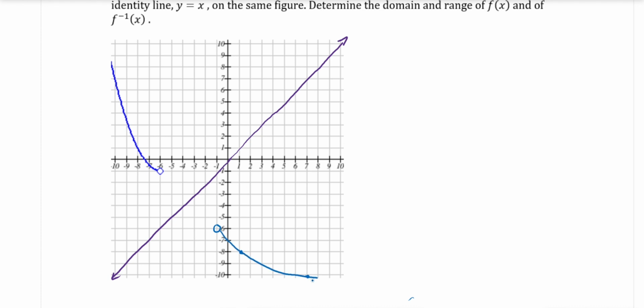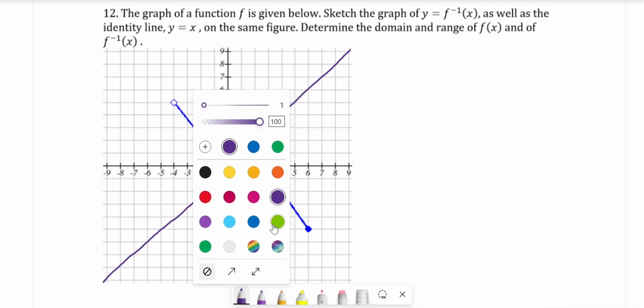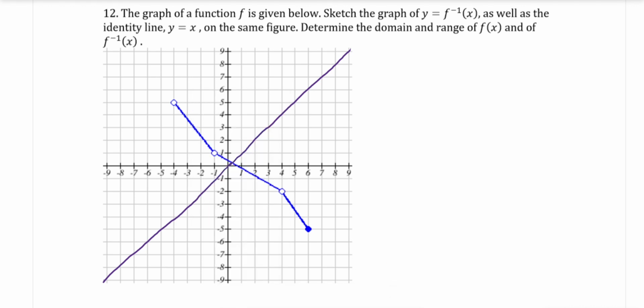And there we have drawn the reflection of this graph over the y equals x line, so we have drawn the graph of its inverse. Same drill, we draw the y equals x line, and with function inverses, switching the role of x and y means that I should switch the role of x and y in each of these points. So here I have a point -4, 5. So if I go to 5, -4, I'm going to want to put my point there.